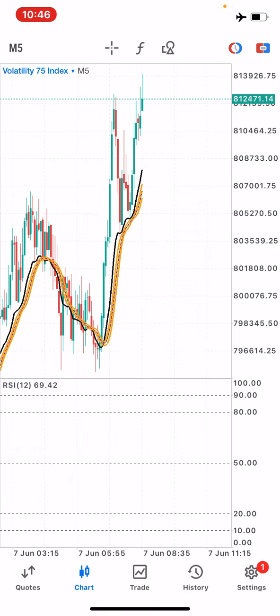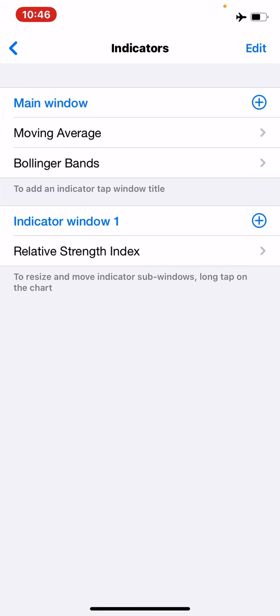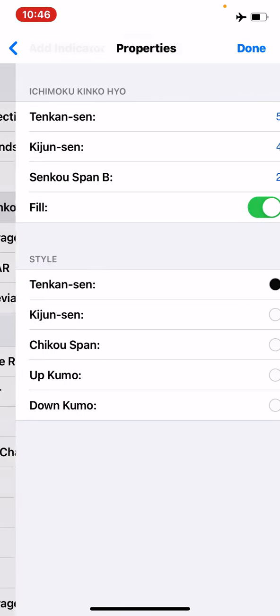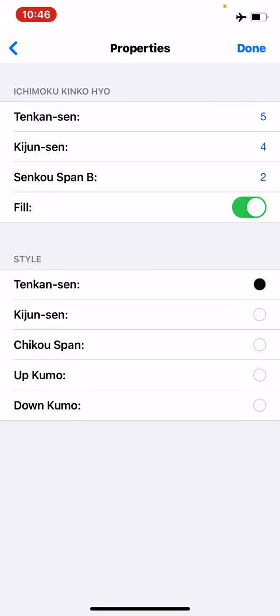So the next thing that we want is the last indicator basically, which is going to go to our indicator window 1, and this indicator is called the Ichimoku, right? And this Ichimoku is going to have the following properties. It is going to have 5, 4, 2, and then fill.